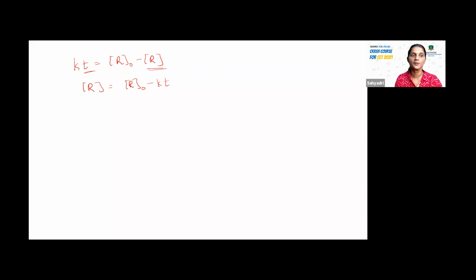Concentration of R is equal to, if I take this as Y, this is C, it is constant. So this is MX plus C, or I will rewrite it as minus KT plus R naught. What is M here? M is a slope, right? So slope is minus K.